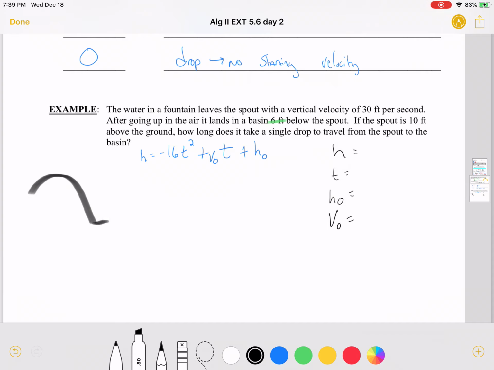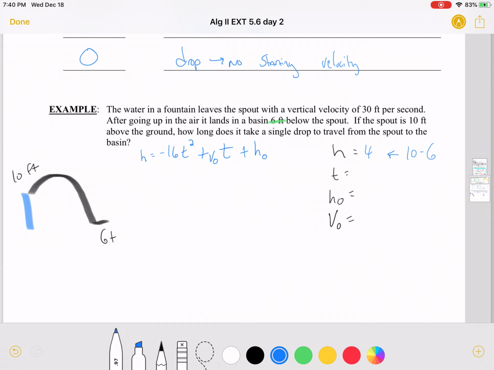So it's landing right here. If the spout is 10 feet off the ground, so it's 10 feet in the air here, and this is 6 feet in the air, well, how long is that blue line? If it starts at 10 feet and ends 6 feet below it, well, it travels down 4 feet. 10 minus 6 is 4. And how do we get that again? 10 minus 6.